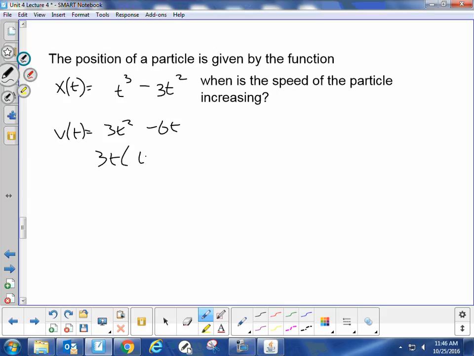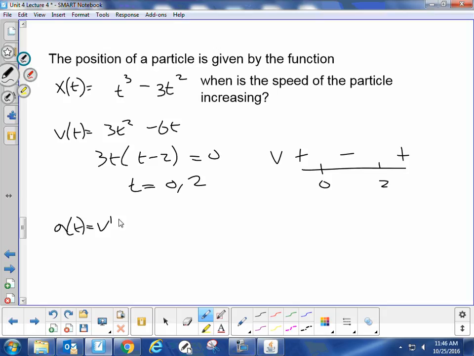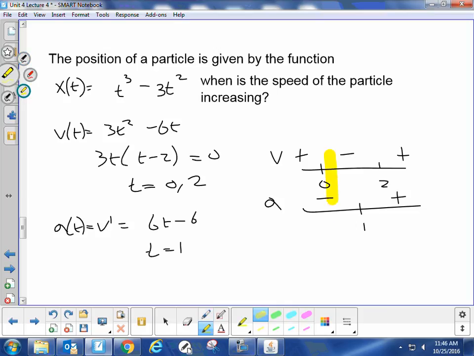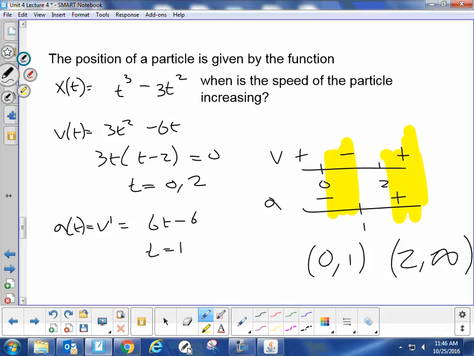I feel like we've used this specific function multiple times. We get 0 and 2. It's going to be positive, negative, positive. And then I would also find the acceleration, which is the derivative of velocity, which is 16 minus 6t. We get t equals 1. When is the speed increasing? When our signs agree, which is from 0 to 1 and 2 to infinity. Okay, it's really the same thing as what we've been doing, just different context.